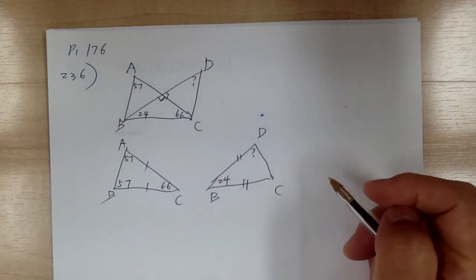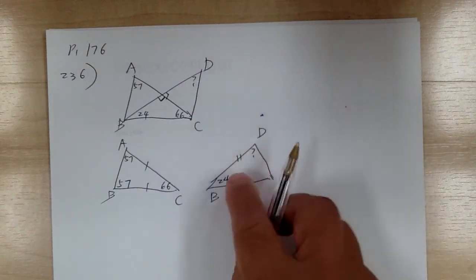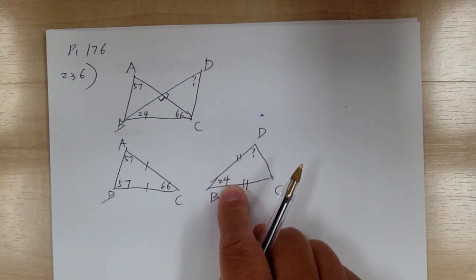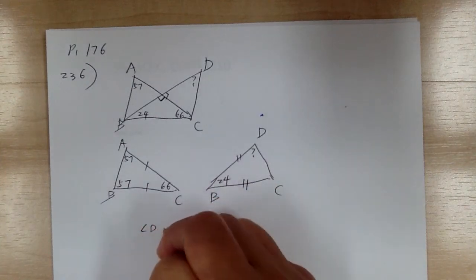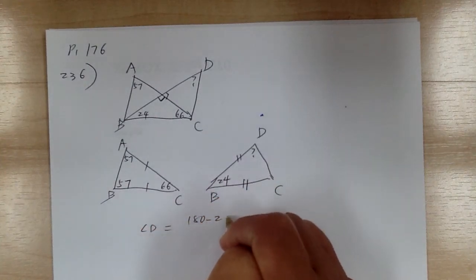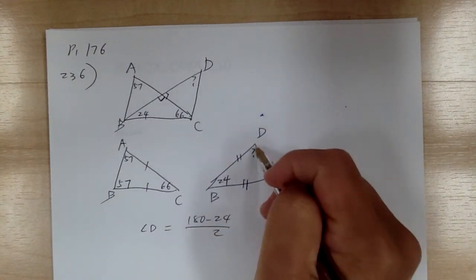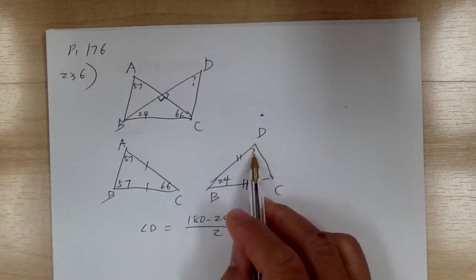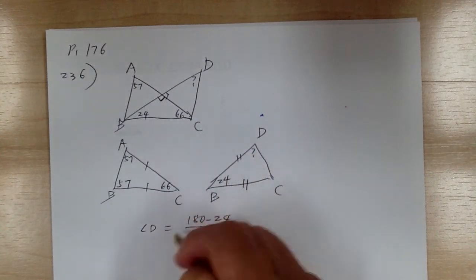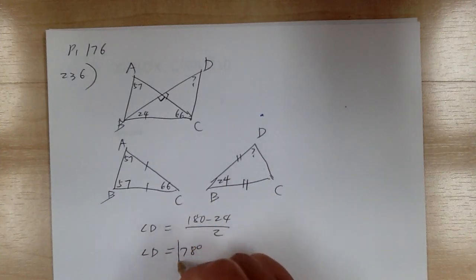Okay. And again, this is an isosceles triangle, so you use 180 minus 24 and divide by 2. So angle D will equal 180 minus 24 and divide by 2. Okay, because again, this is an isosceles triangle, so 180 minus 24 will equal to these two and divide by 2, you get that. So angle D will equal to 78 degrees.